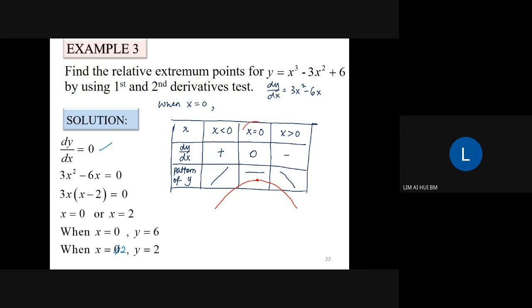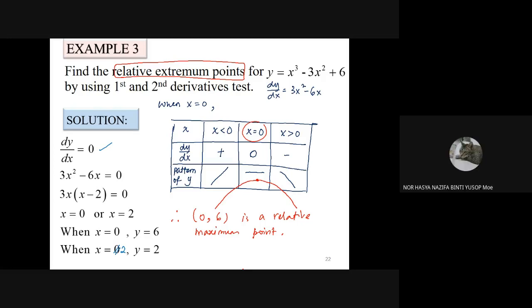Okay, so we can see that x equals 0, the point is (0, 6). The y coordinate is also needed because the question asks for the relative extremum points, so it must have the y coordinate as well. Alright, so (0, 6) is a relative maximum point. Can you understand, class? Okay, so now we proceed to the next point.